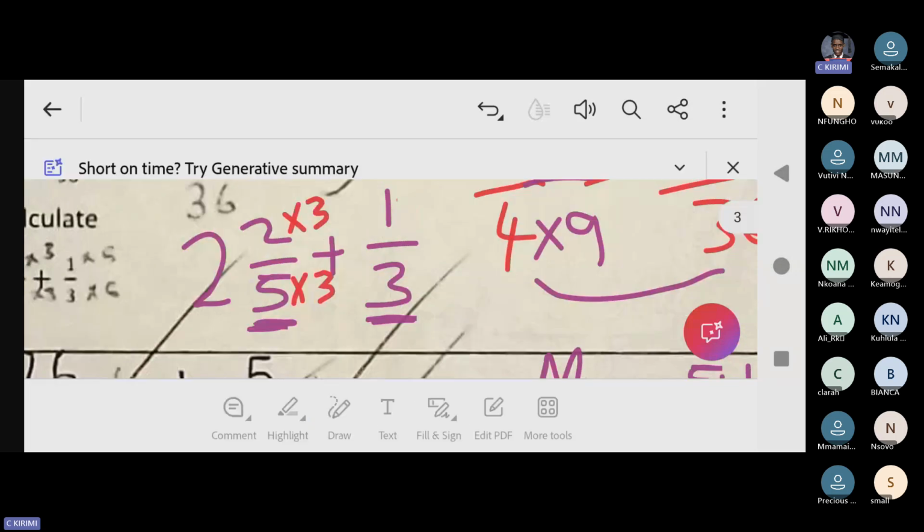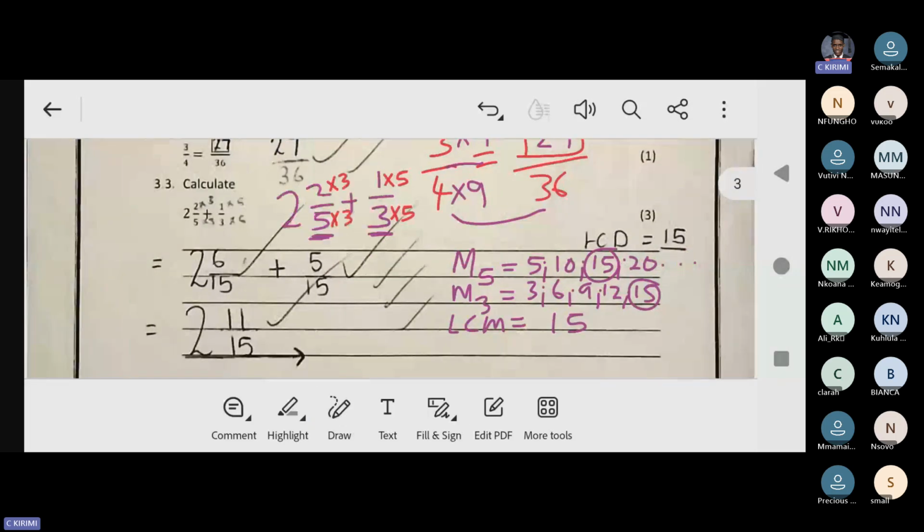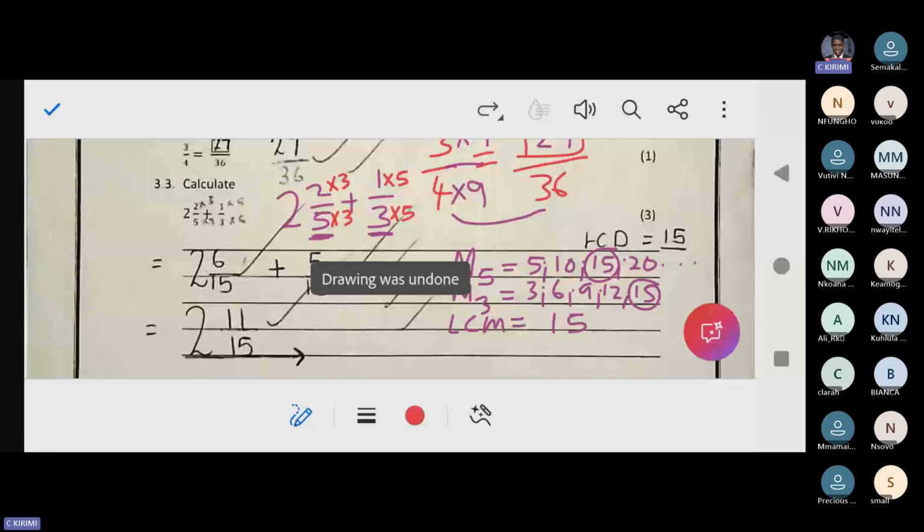Now we can add them because they have the same denominator. So it's going to be 3 times 2, that's 6. 5 times 3, that's 15. 1 times 5, that's 5. 3 times 5, that's 15. So you are adding. Now the denominators are the same. So it will be 6 plus 5, you get 11. You don't add the denominators when you're adding fractions. The denominator stays the same.